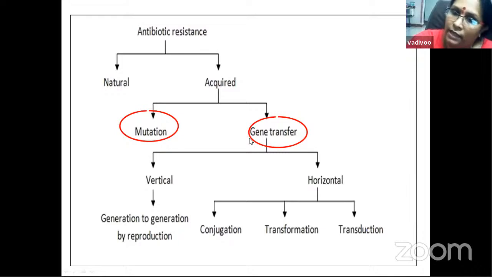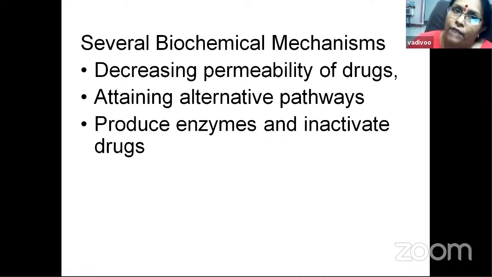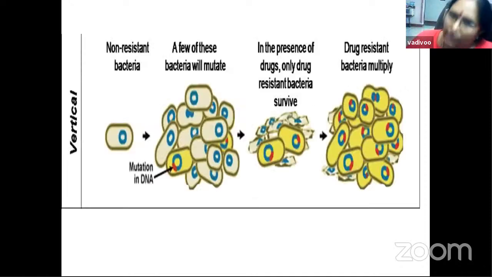So this horizontal gene transfer is a potential threat now. Apart from that, several biochemical mechanisms can also confer drug resistance, which you must have read in pharmacology, like decreasing permeability of drugs, attaining alternative pathways, and producing enzymes that inactivate the drugs.